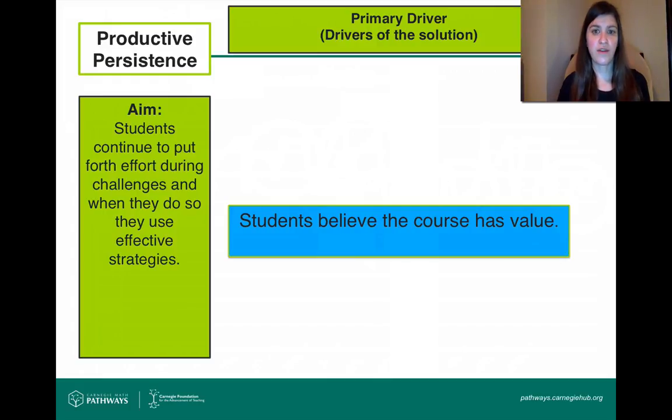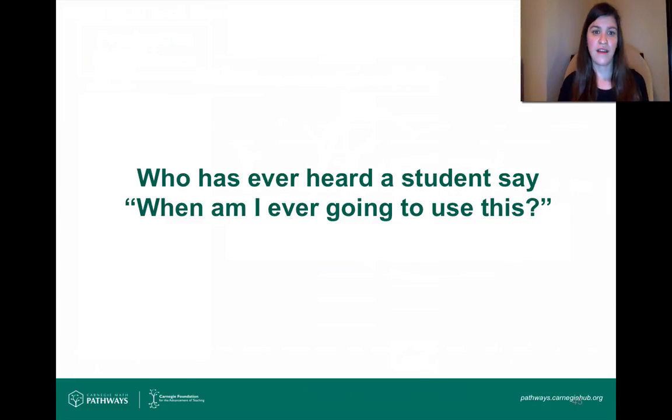So we also want to help students believe that the course has value, in addition to developing a growth mindset and social ties. So how many of you have ever heard a student say, "When am I ever going to use this?" So I'm guessing there are no hands, right? No, just kidding. This is a question that many people ask, and with good reason, because we need to know the answer to this question to stay motivated in our studies. And the key is we need to be able to answer this for ourselves.